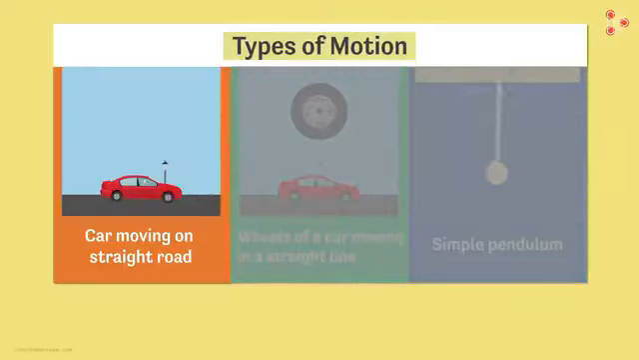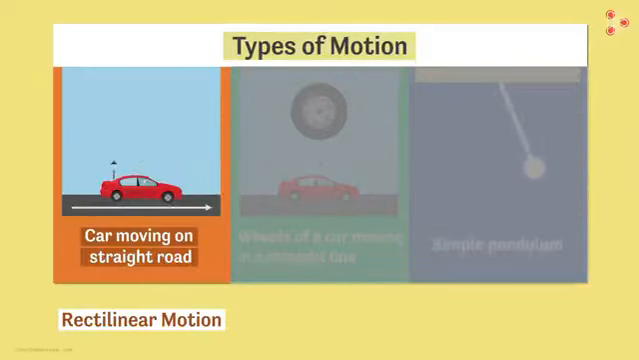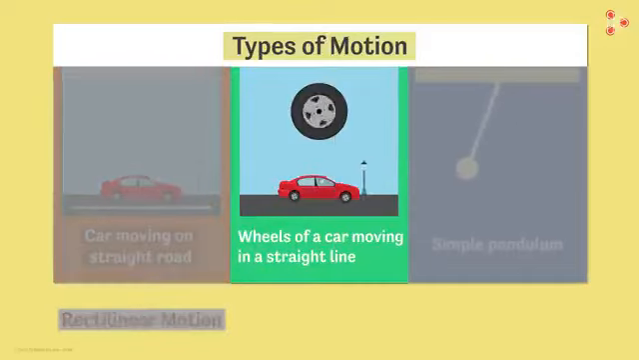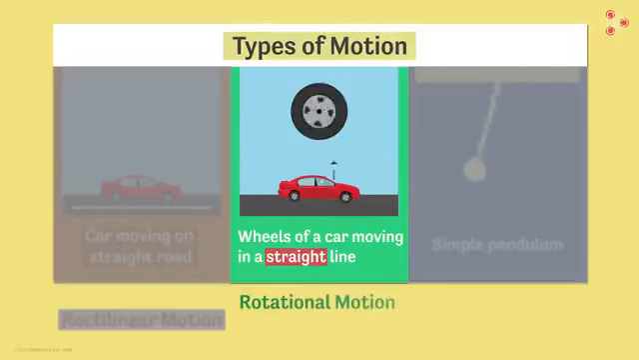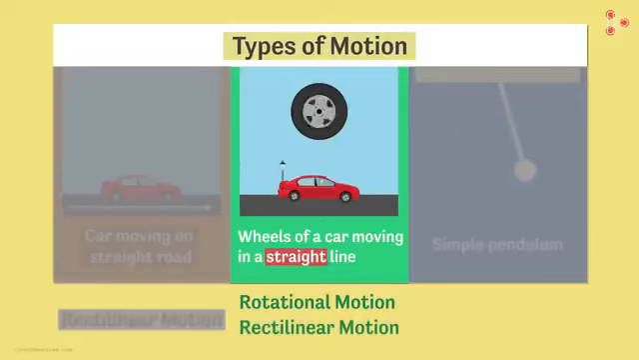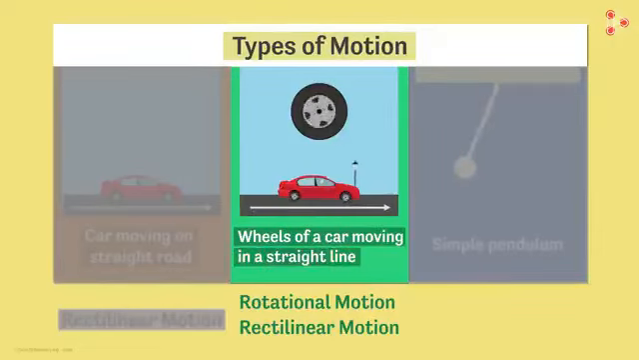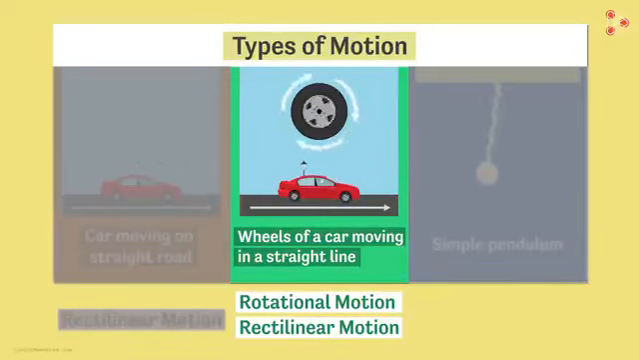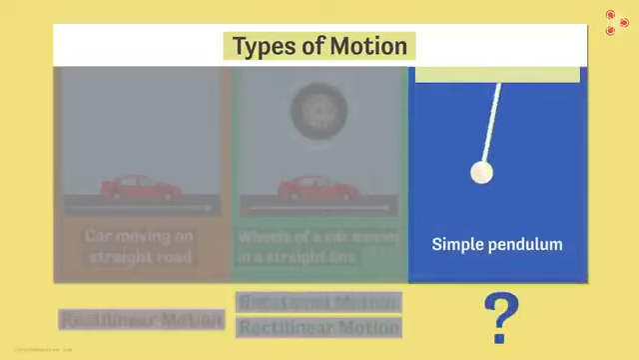The first one is clearly rectilinear motion. It's a car moving along a straight line. The second one is interesting. Most of us would have guessed rectilinear motion after seeing the word straight. Which type of motion are the wheels of an automobile performing? Are they undergoing rotational motion or rectilinear motion, or both? Since the automobile is moving in a straight line, its wheels are undergoing both rectilinear and rotational motion at the same time.